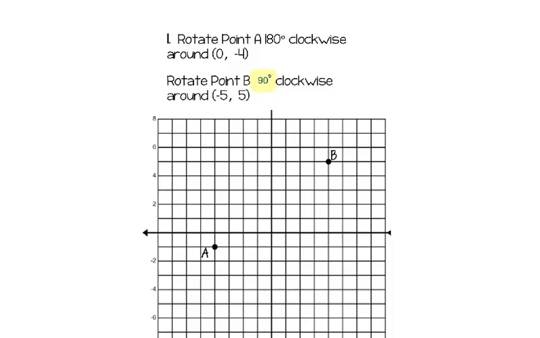Okay, one of the changes I'm going to make for the 2021 school year is we are only going to be doing 90-degree rotations: 90, 180, and 270. And so you'll notice on number 1 that I have a different number there. I want you to replace it with 90.